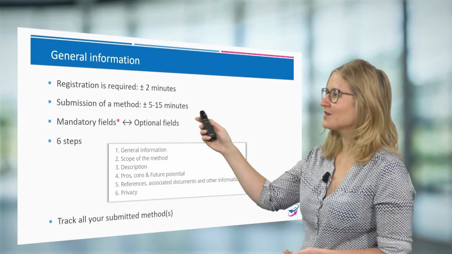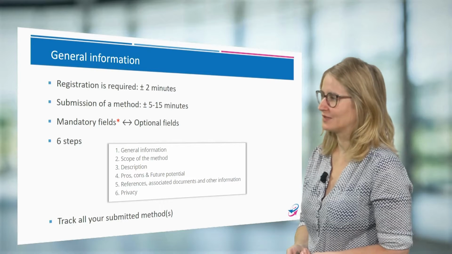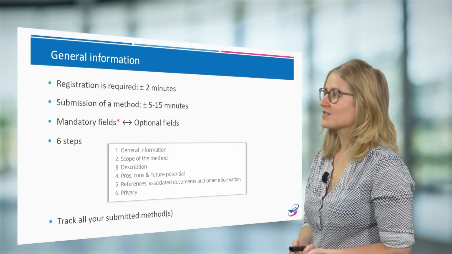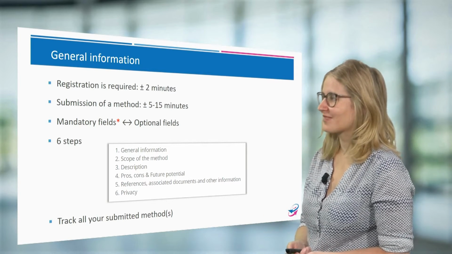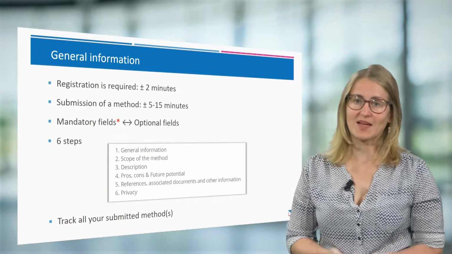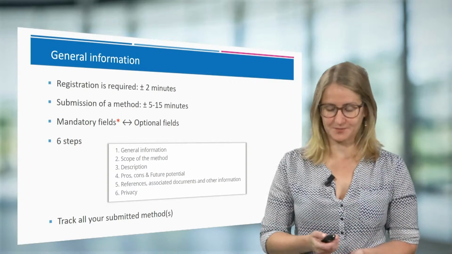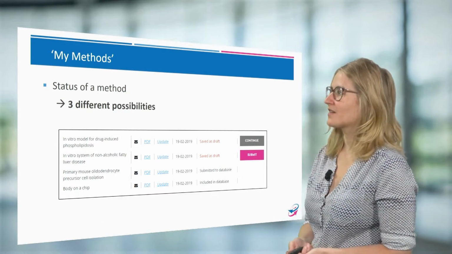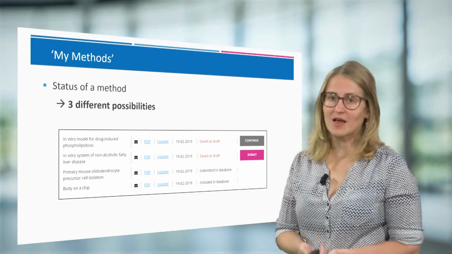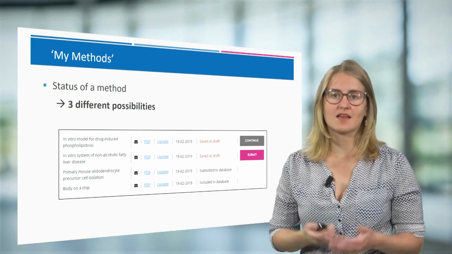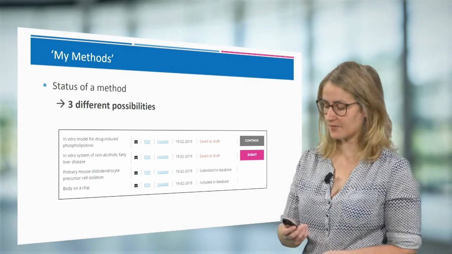There are both mandatory as well as optional fields in the online tool. This tool consists of 6 different steps. I would also like to tell you that you can track all of your submitted methods in the system. This you can do via the tab My Methods. Every method is linked to a status in the database, and for this there are 3 different possibilities.